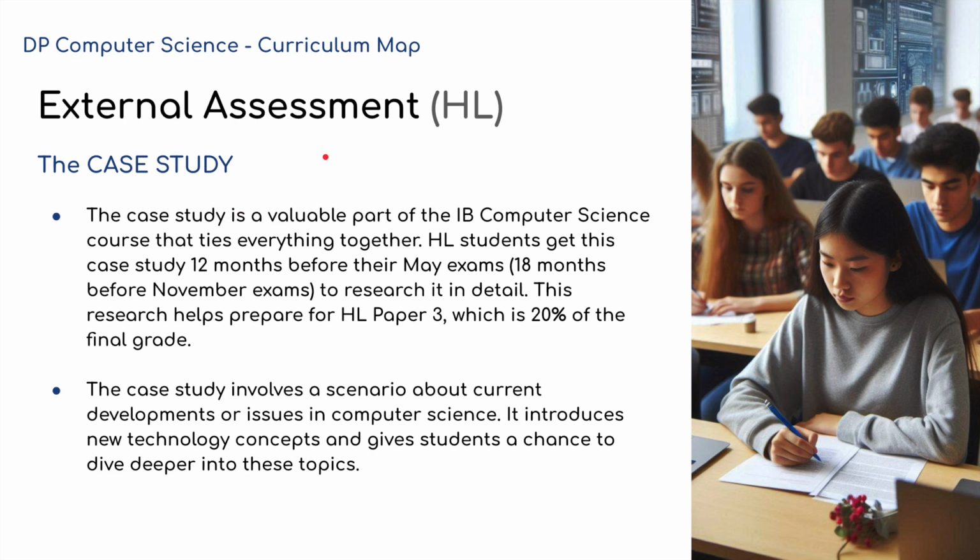And just an overview of the case study. The case study is a valuable part of the IB Computer Science course that ties everything together. Higher level students get this case study 12 months before their May exam or 18 months before their November exams to research it in detail. This research helps prepare for higher level paper 3, which is 20%, as I've said before, of the final grade. The case study involves a scenario about current developments or issues in computer science. It introduces new technology concepts and gives students a chance to dive deeper into these topics.